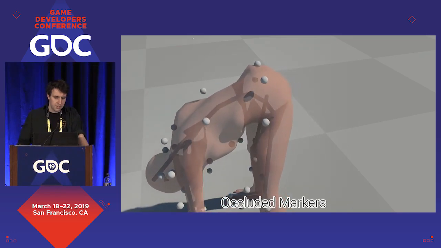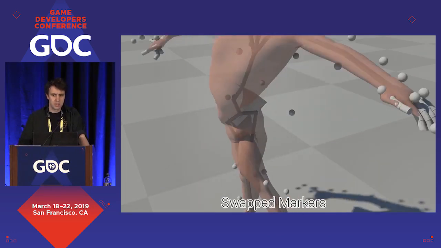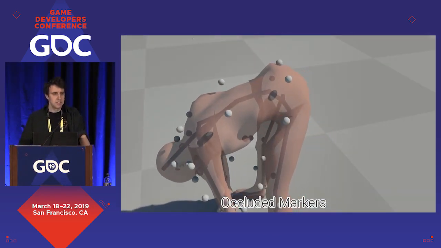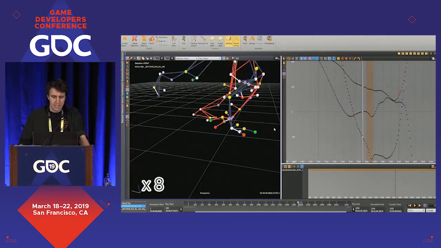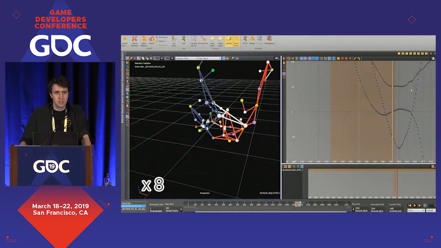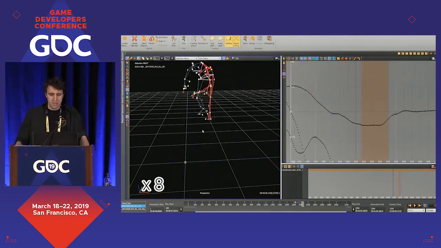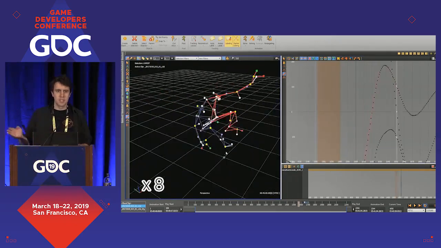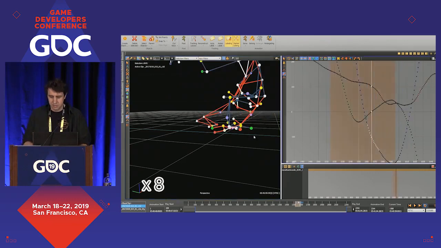Here we have an occluded marker, and here we have a marker swap. These two markers have switched labels incorrectly, and it's completely deformed the character. These are the sort of errors which need to be fixed in the cleaning stage. And the cleaning stage is actually quite difficult, and quite tedious, and it takes a long time. This is often a bottleneck in the whole pipeline. If you want to process as much data as quickly as possible, this is often the point where things start to slow down.